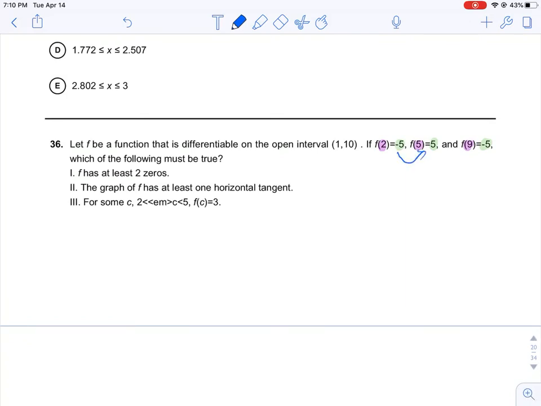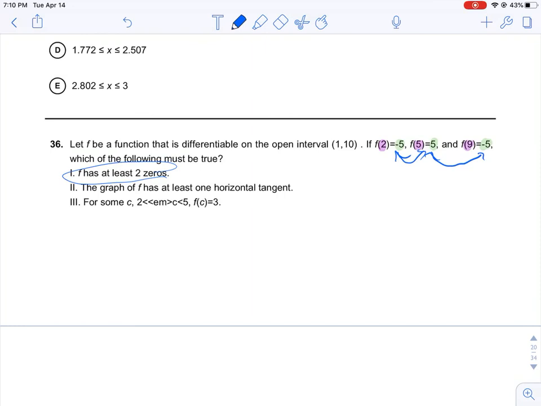Well, if it went from -5 to 5 and it's differentiable, which means it's continuous, then by intermediate value theorem, it had to equal 0. And then when it goes from 5 back to -5, it would have to equal 0 again. So it has at least 2 zeros, yes. And again, it says at least because we don't know what the values are between 2, 5, and 9. It could be all sorts of things.